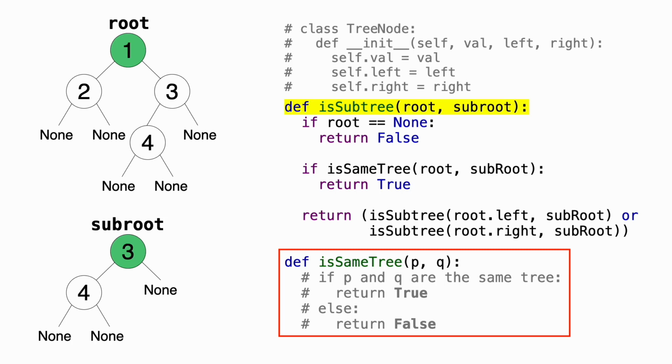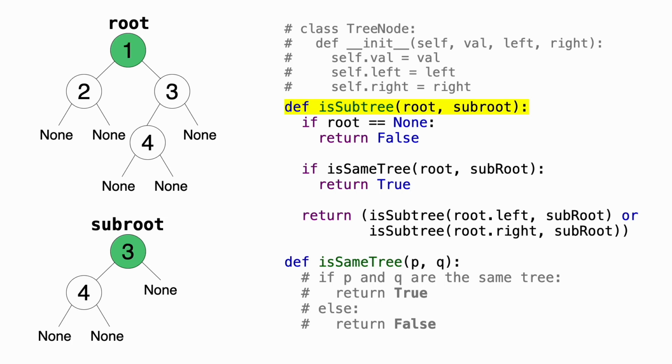Now, since this function uses recursion, and the outer function will use recursion too, it gets a little messy trying to visualize both at the same time. So what I'll do instead is, I'll assume you already know how to implement this function since you should have solved the same tree problem first. And I'll treat this function as a black box, where all you need to know is that this function returns true if P and Q are the same tree and returns false otherwise. This will make it easier to focus on the logic that's happening in the main function. So now let's move on.